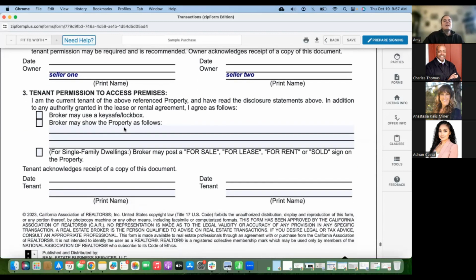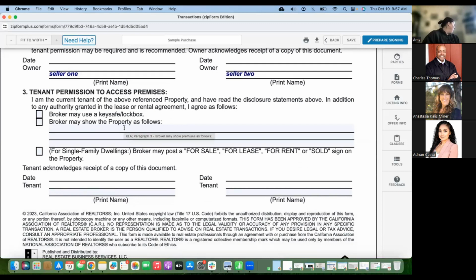Section 3 is tenant permission to access premises. I am the current tenant of the above referenced property, and I have read the disclosure statements above. In addition to any authority granted in the lease or rental agreement, I agree as follows. Broker may use a key safe lockbox, and broker may show the property as follows. Usually in their lease, it specifies they can show it with 24-hour notice. So you would check those boxes there, fill in this line here.